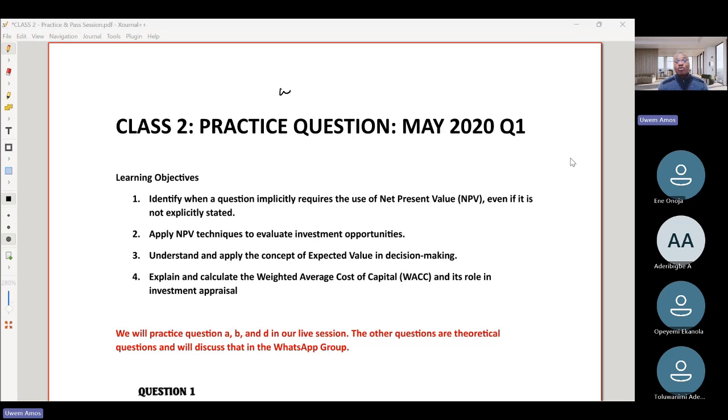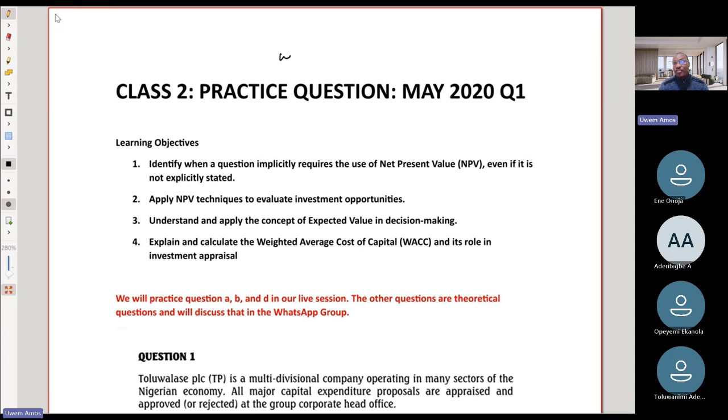You should be able to also understand how to apply the concept of expected value as well as the cost of capital. So this session will sort of give you a structure on how to approach an investment appraisal question. So let's begin by reading the question quickly.